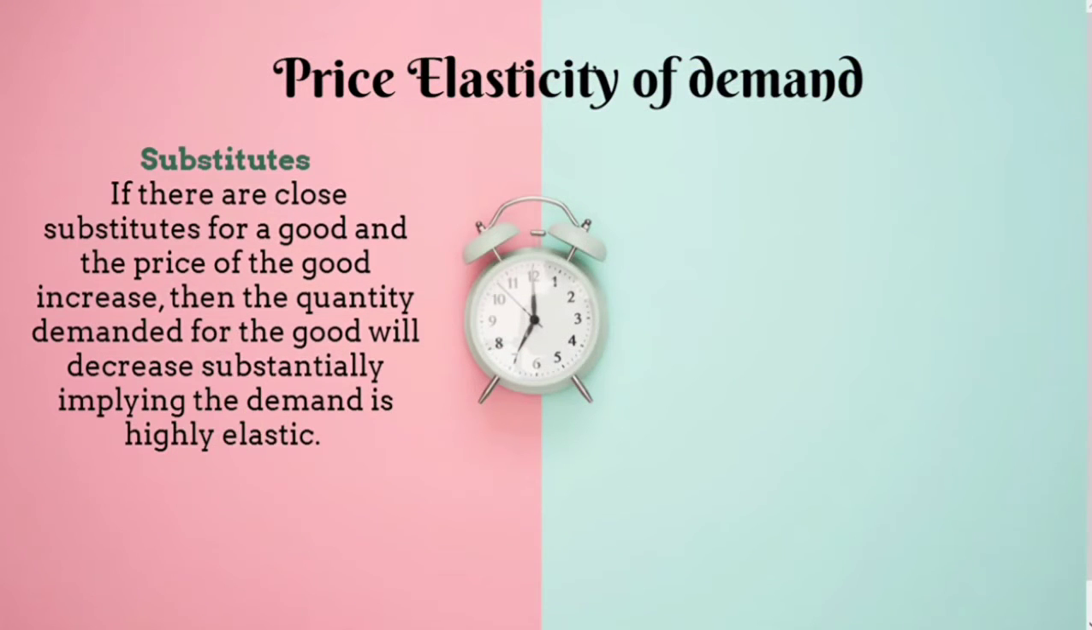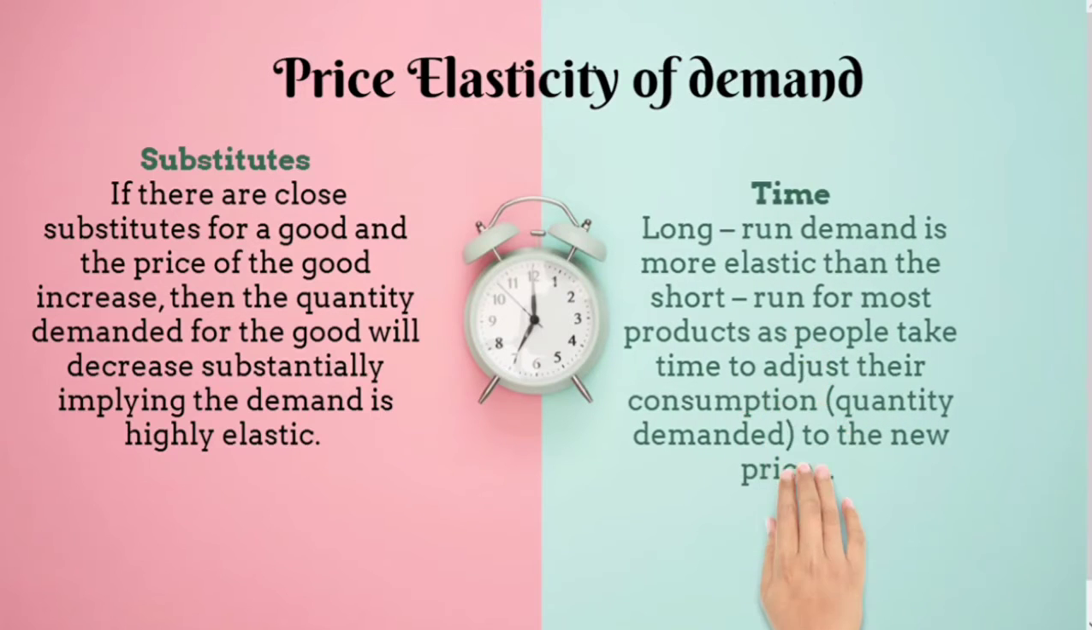Next is price elasticity of demand. It involves substitutes, time, and necessity. Substitutes mean if there are close substitutes for a good and the price of the good increase, then the quantity demand for the good will decrease substantially, implying the demand is highly elastic. Time means long-run demand is more elastic than the short-run for most products as people take time to adjust their consumption (quantity demand) to the new price.